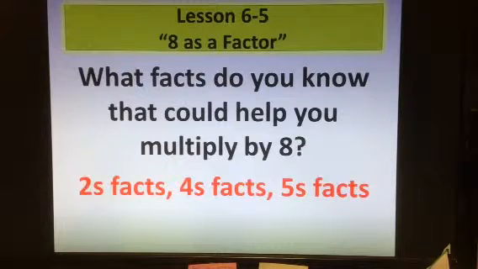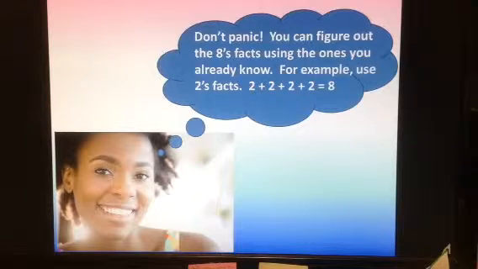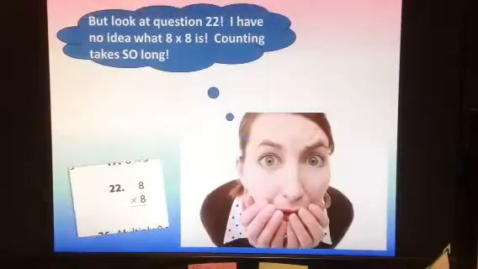Students thought of the 2's facts, or the 4's facts, or the 5's facts. If you can multiply by those, you can add them together to get to the 8's facts. Don't panic, she says. You can figure out the 8's facts using the ones you already know. For example, use the 2's facts. 2 plus 2 plus 2 plus 2 equals 8.